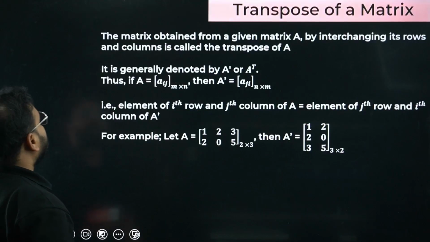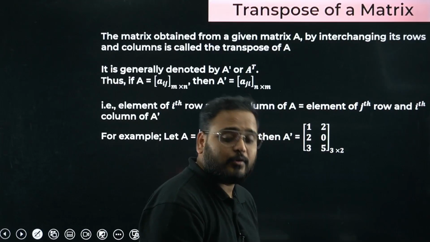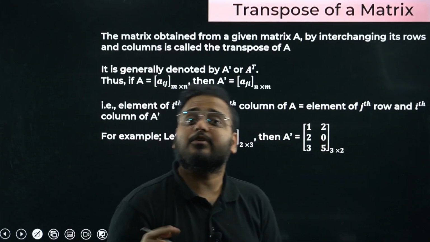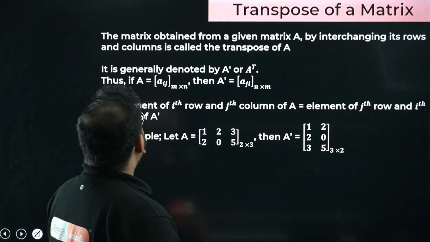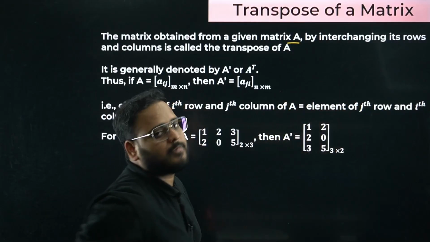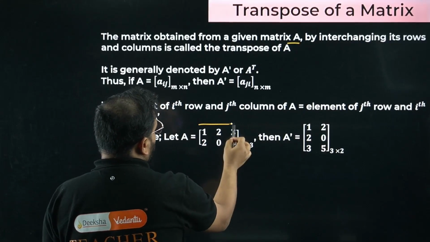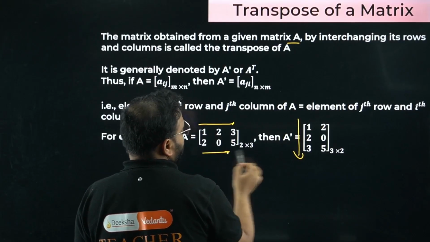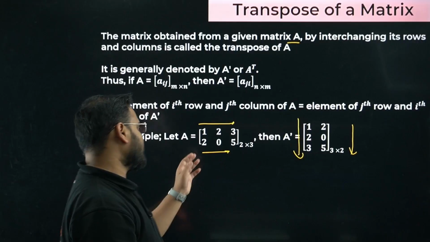All right, so the transpose of a matrix, again a very important topic. Questions are coming from this. In the skew symmetric matrix, what we do is take the transpose. So please check what we have over here. The matrix obtained from a given matrix A by interchanging the rows and columns. Row becomes column: 1 2 3, 1 2 3. Here's a row, 2 0 5 becomes a column. You call this the transpose of the matrix A.